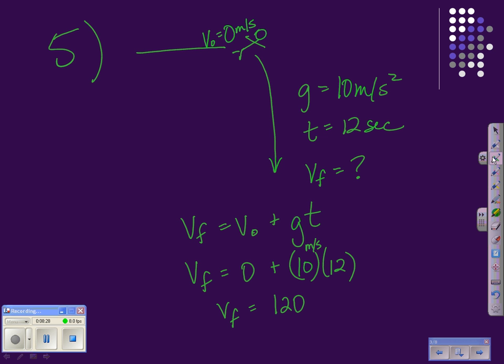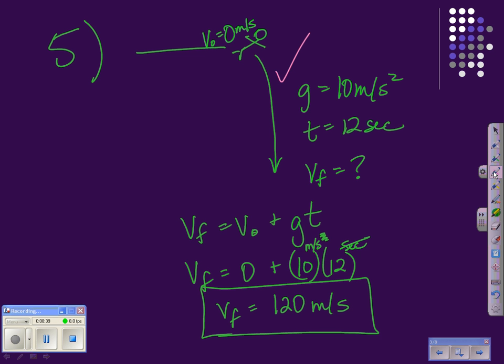This is meters per second squared. This is seconds. So seconds cancels one of the seconds out and you end up with meters per second as your units. Do I have everything? Variables, formula, work, answer, and units. Yes, we do. Big smileys for all of us all the way around.